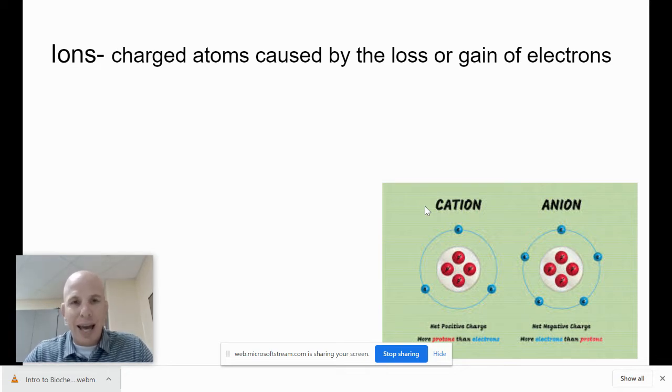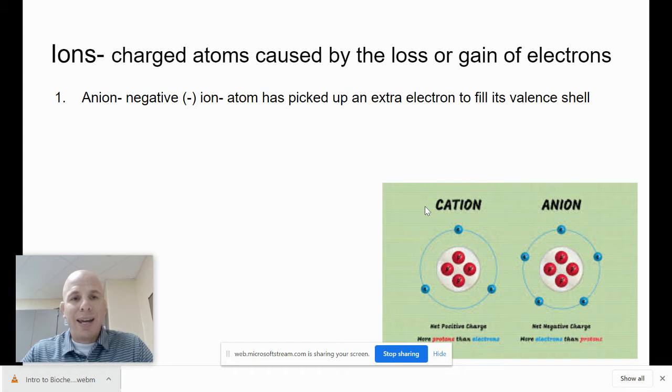So an ion is an atom that has gained or lost an electron, and when it does, it causes that atom to be charged. Okay, so there's two types. First one's called an anion. An anion is a negative ion. A negative ion is negative because it has more electrons than it does protons.